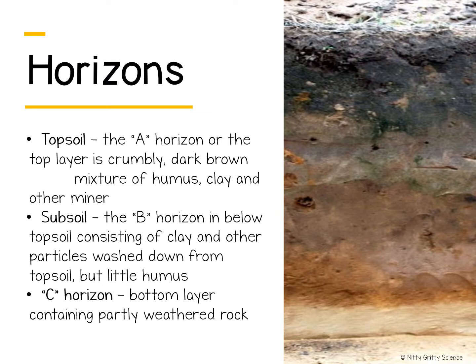Now, if you were to go out and dig a hole in the ground to plant a tree, maybe about a meter deep, you would see different soil horizons. Scientists classify soil into three horizons, A, B, and C. The A horizon is made up of topsoil, which is dark brown soil that easily crumbles, and it's a mixture of humus, clay, and other materials. The B horizon, often referred to as subsoil, consists of particles that have been washed down from the A horizon and a little bit of humus and some clay particles. The C horizon is the bottom layer closest to the bedrock and contains partly weathered rock.